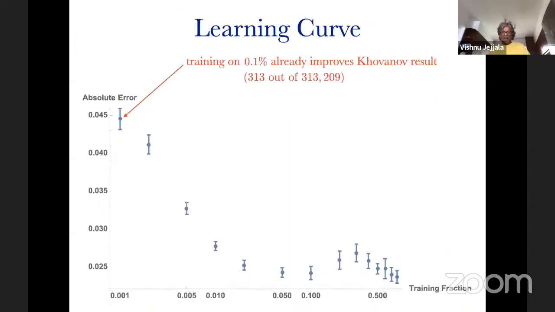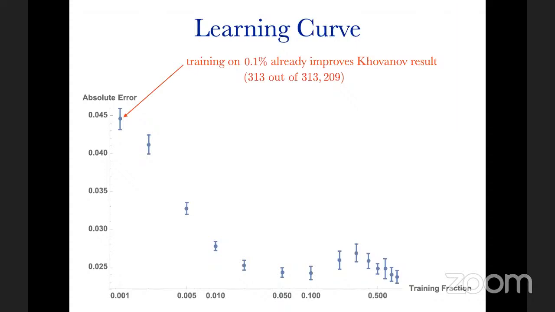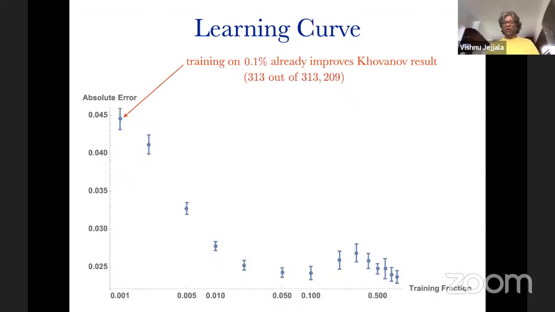So in fact, if you predict with a tiny amount of data, 0.1% of the data set, 313 out of 313,209 knots, you already improve Kovanov's result in predicting the volume. So a neural network is fantastic in predicting the volume based on the Jones polynomial.